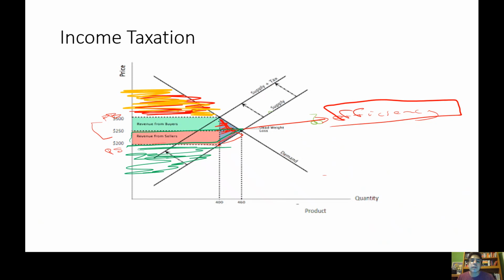And with this, right, we're sort of raising the opportunity costs of working, right? And people are going to start substituting work for leisure.